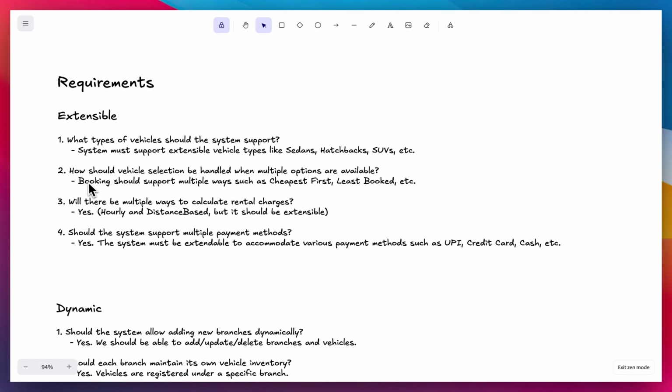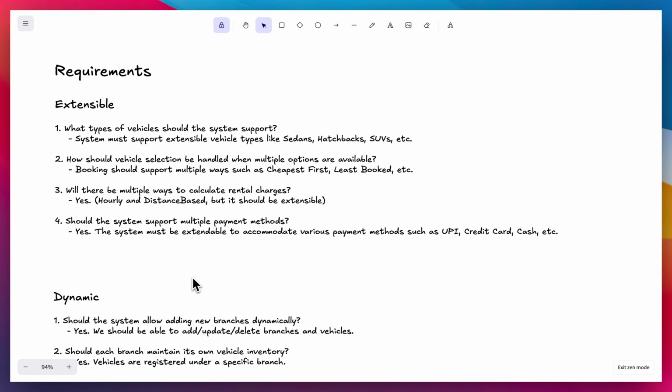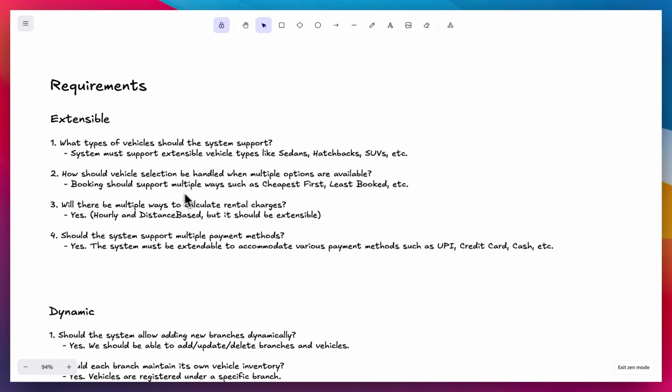The second question you can ask is, how should vehicle selection be handled when multiple options are available? Let's say you want to book one SUV. This is one SUV and this is another SUV. Which of these SUVs should be assigned to you? Again, there should be some algorithm in order to decide this. So that's what the interviewer says: booking should support multiple ways, such as cheapest first and least booked vehicle first.